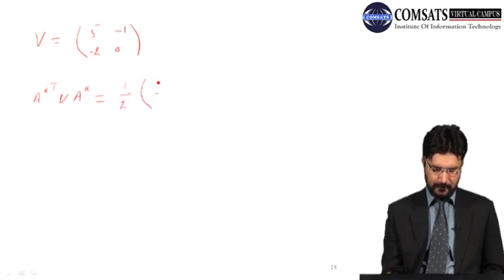half, 1 1 1 and then minus 1, then we put the value of V: 5, minus 1, minus 2 and 0, and then again the conjugate, which is 1 1 1 and minus 1.